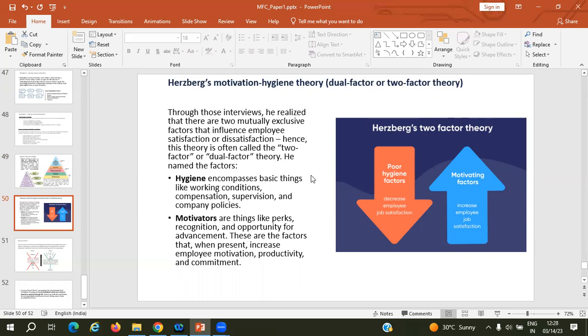If the hygiene is bad, if the environment is bad, if the work culture is bad, if the place where you are working, the office, is bad, then you will not be motivated, you will not work more. So your motivation depends on a good hygiene system, the culture. It encompasses basic things like working conditions, compensation, supervision, and company policy. Your environment and salary should be good. That will come under hygiene. So once these are not there, your motivation will reduce. Another is motivator.